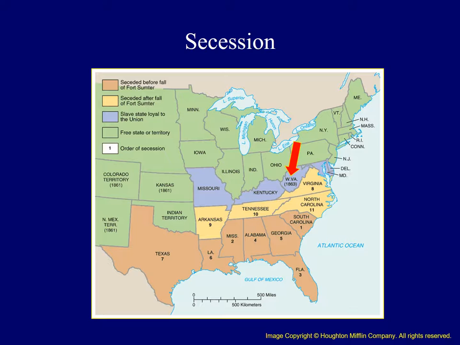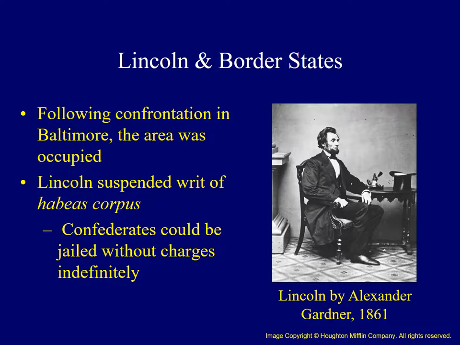Lincoln took bold actions to address the situation with the border states. Shortly after a confrontation between Northern troops and citizens in Baltimore, Lincoln declared the area should be occupied and he suspended the writ of habeas corpus. This allowed officials to arrest Confederates and Confederate sympathizers and hold them in jail indefinitely without official charges.